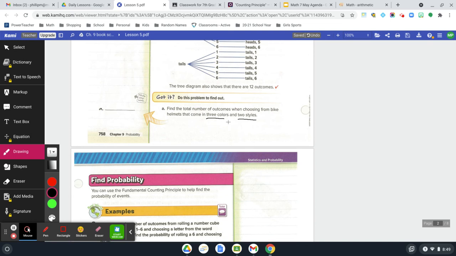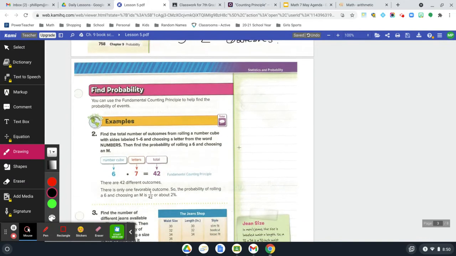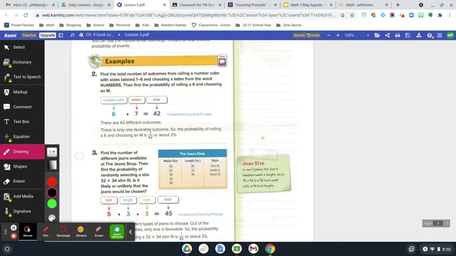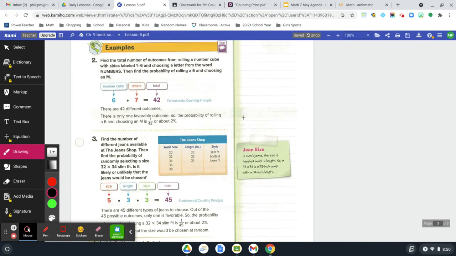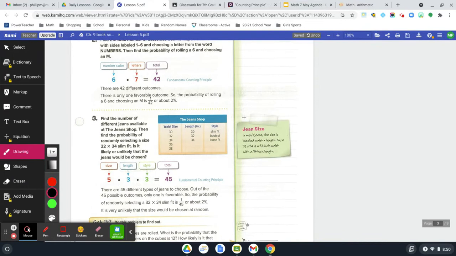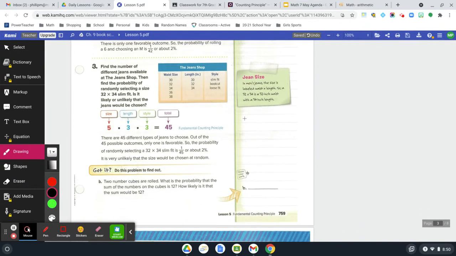And so this is another way when you don't have enough information that you can use that counting principle. So if you know there are 3 colors of the helmets and 2 different styles of the helmets, 3 times 2, you would have 6 possible outcomes, even though you're not given a ton of information, okay? Let's keep going. Let's look at example number 3 here.